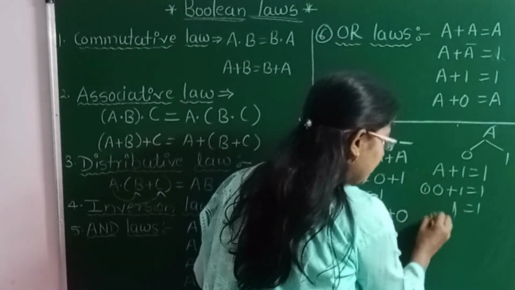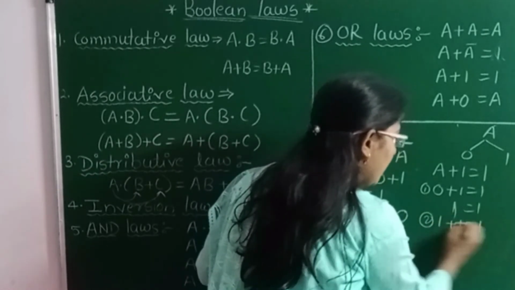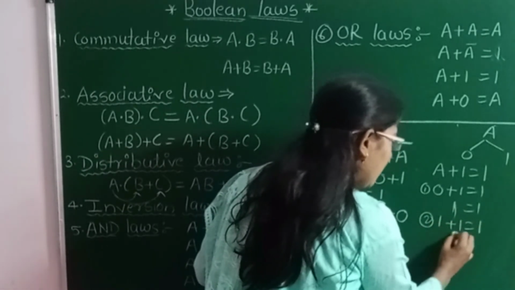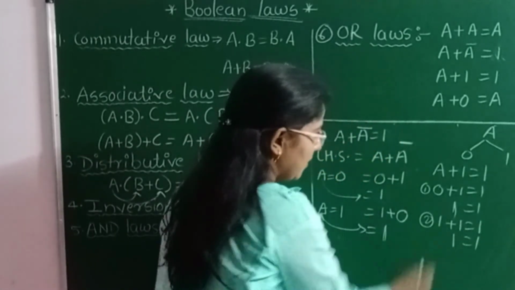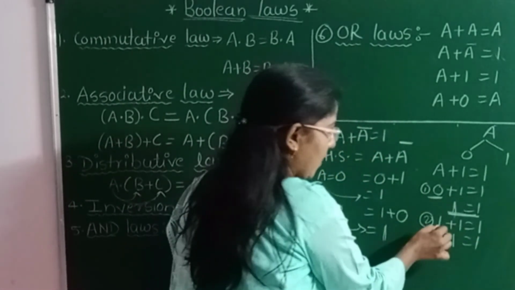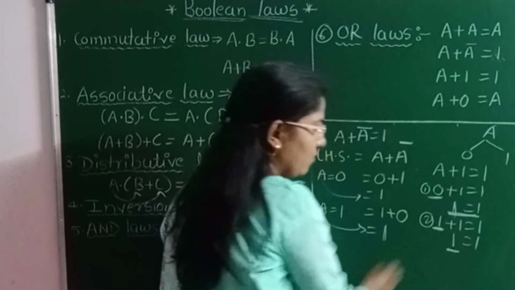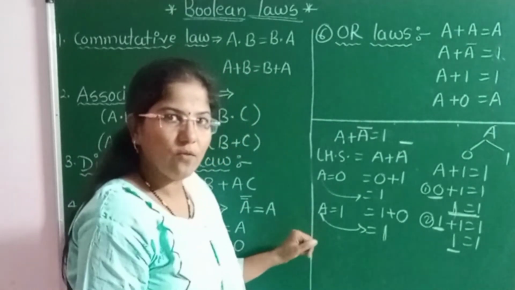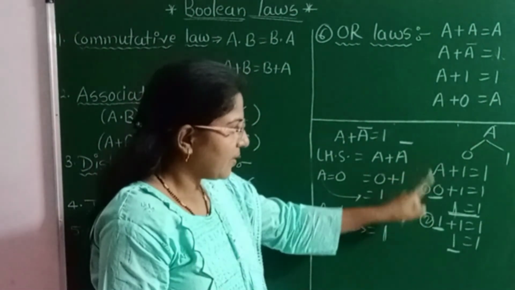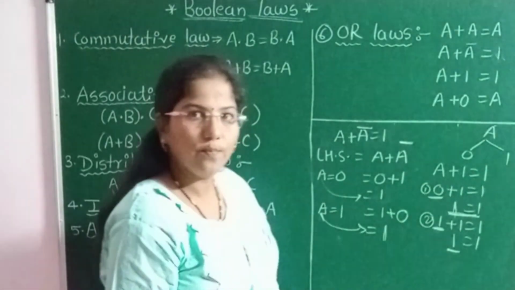Now consider the value of A as 1. So 1 plus 1 is equal to 1. So here I put the value of A as 0, the result is 1. Here I put the value of A as 1, the result is 1. So here it doesn't matter what the value of A is, the final result is 1. That's why A plus 1 is equal to 1.